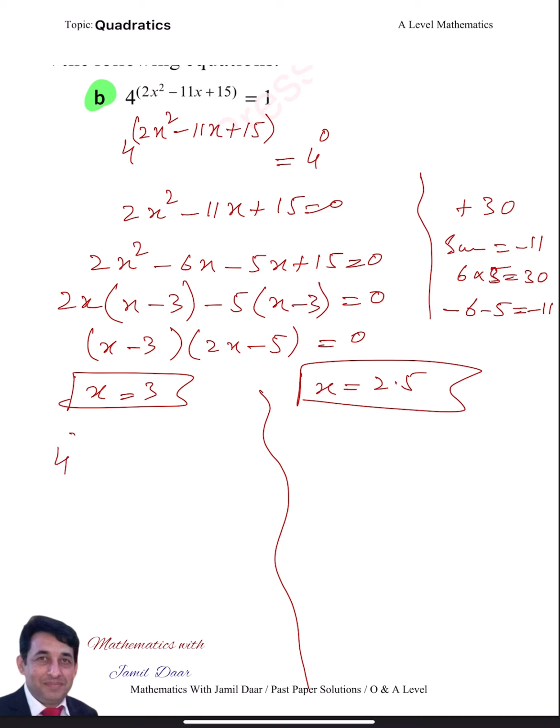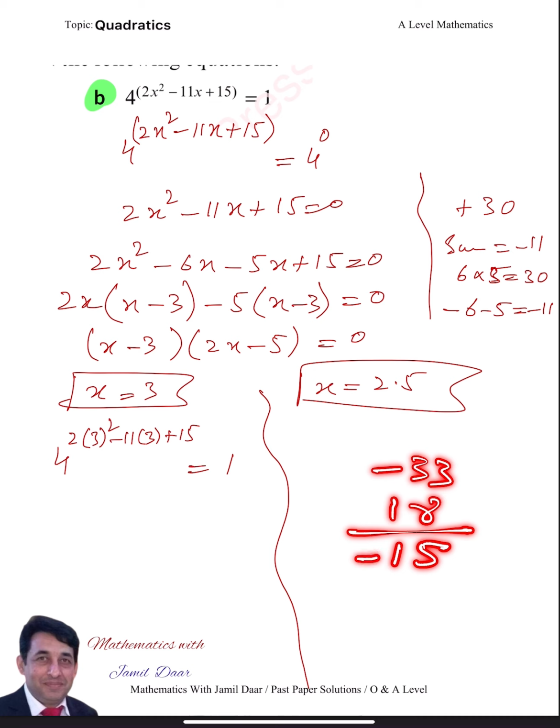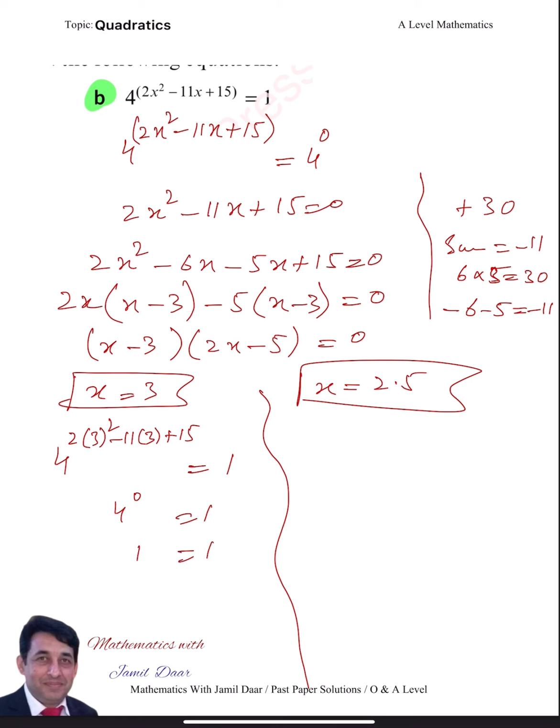So 4 is power of 2 into 3 square minus 11 into 3 plus 15. So you'll check the result. 9 2s are 18. 18 minus 33. So minus 15 and plus 15. This will become 4 as power of 0 is equal to 1 and 1 is equal to 1. So it satisfies the equation.